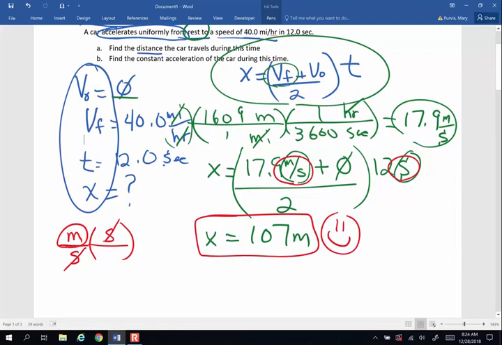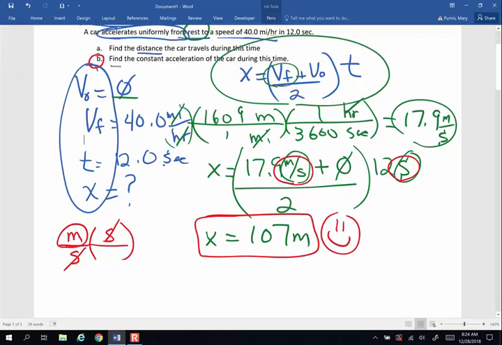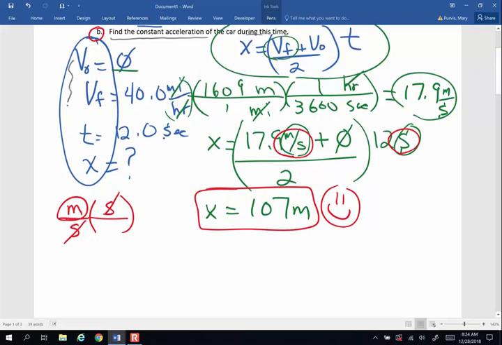Okay, part B. If you're feeling confident, hit pause and try part B on your own. So here is part B. Find the constant acceleration of the car during this amount of time. So to all of the variables that I had before, I now can add acceleration. I am looking for acceleration, and I know this occurs in 107 meters.